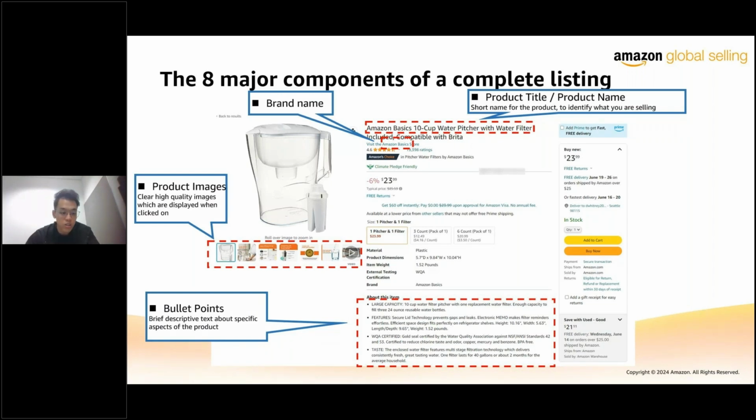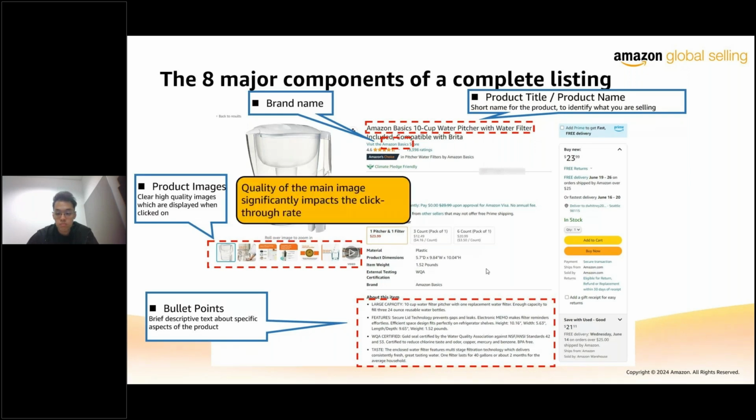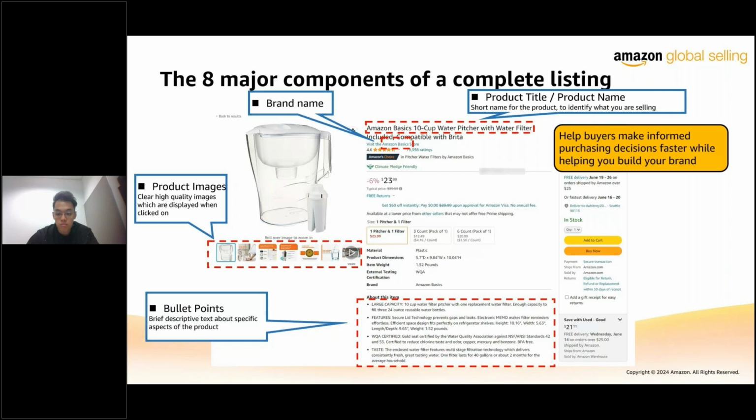Can you all see my page now, which is the 8 major components of a complete listing? Someone in the Q&A asked, they're on a different slide. Okay, no comments. I'll go ahead.